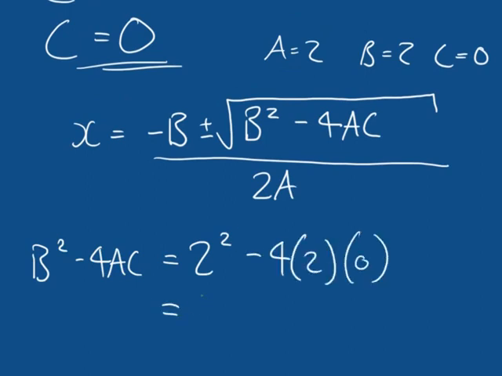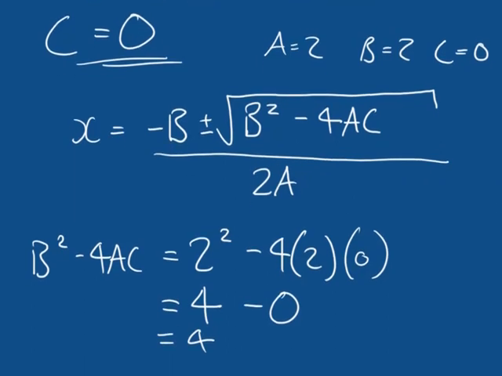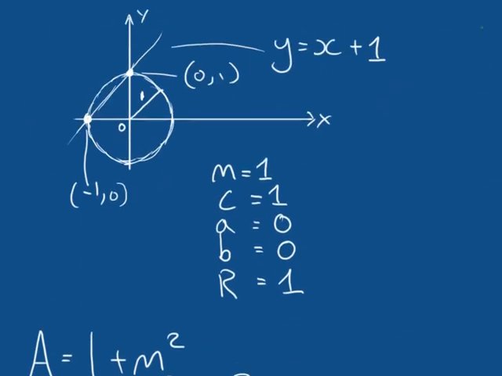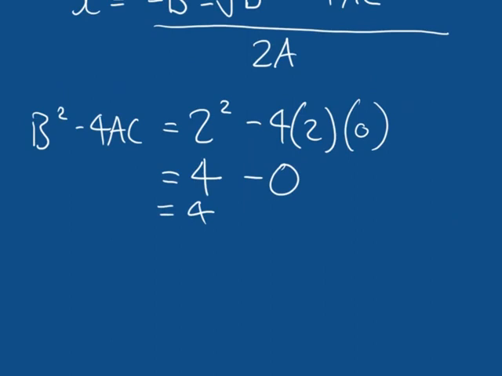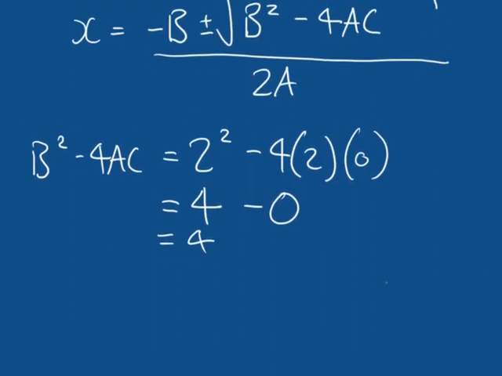That means that's going to be equal to 4, minus 4 times 2 times 0, which is 0. So b squared minus 4ac is equal to 4. That's positive. That tells us there are 2 points of intersection, which is a good sign that we're on the right track, because we know there are 2 points of intersection when we designed this problem. Let's solve the rest of this equation.